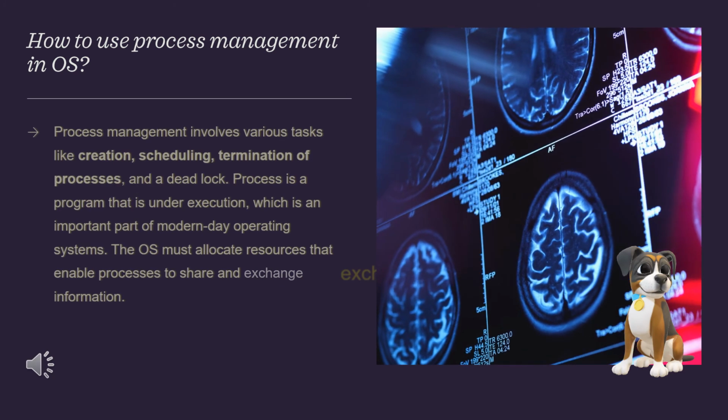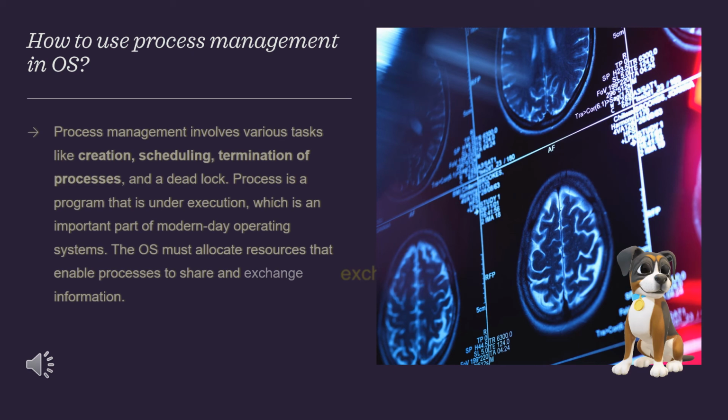How to use process management in operating systems. Process management includes various tasks like creation. So I have put a picture of a dog, which is a 3D model, so that it shows you can create things with process management. It allows scheduling like timetables, calendars, termination of stuff like ending tasks and processes, and deadlock.